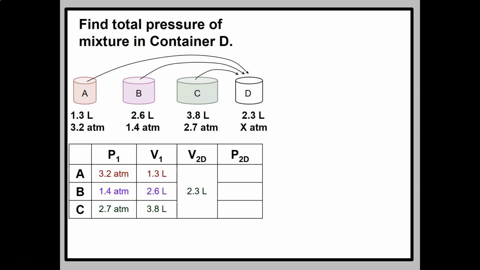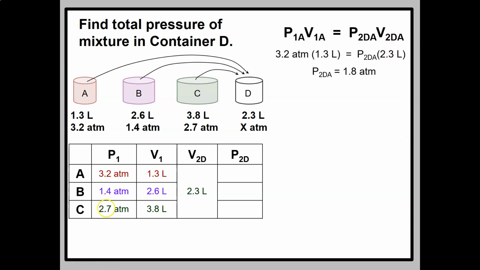P1, V1, P2, V2. We're starting with container A, and we're ending in container D, but we're worrying about the gas A, right? So you can see that if you look, our volume went up, our pressure went down, which makes sense. Bigger container, the particles won't hit as often, the pressure will be lower.